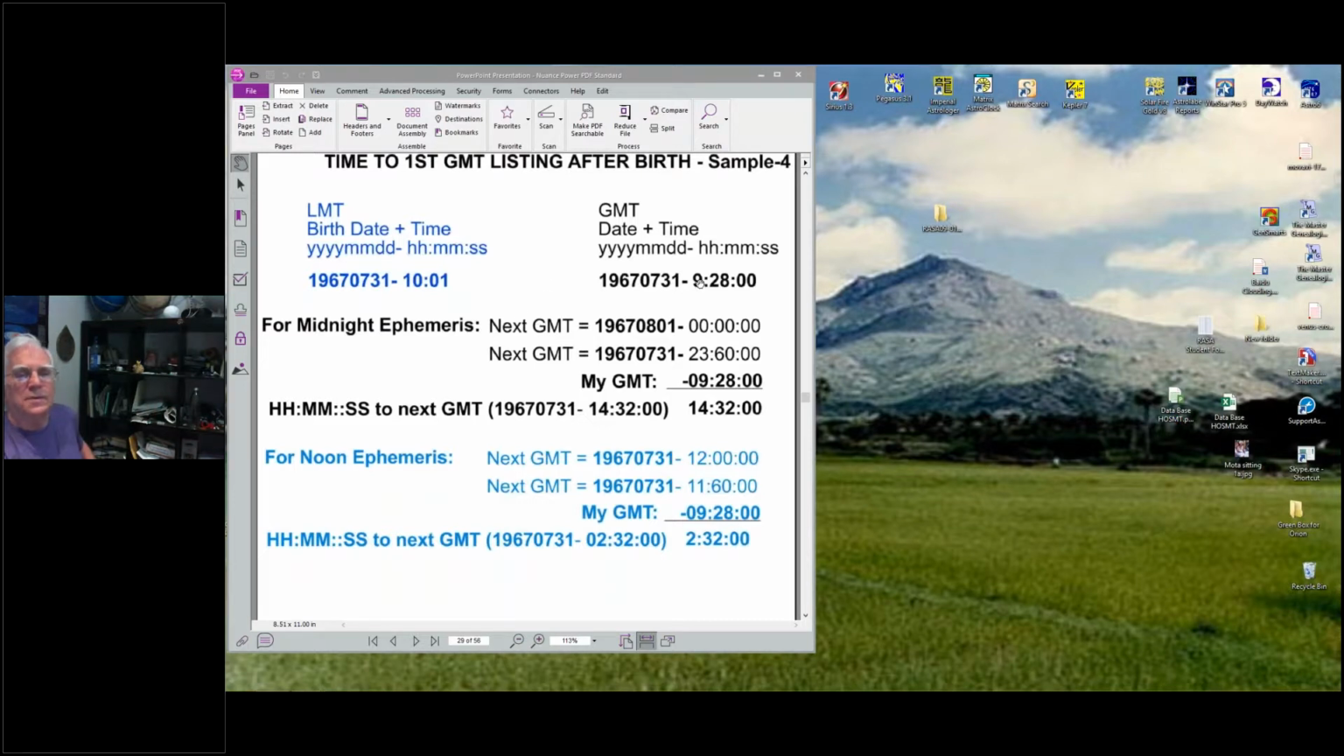So to the next ephemeris, it's 9:28 on July 31st. So you're going to be looking at the next midnight, which will be August 1st. So we put July 31st, 2400, subtract it. We get 14:32. That's 14 hours, 32 minutes to the next midnight. So the ephemeris listing on July 31st is what the progressed constant date will be for. And if it was a noon ephemeris, you'd be going to the same day, just to the next noon, 2 hours and 32 minutes.